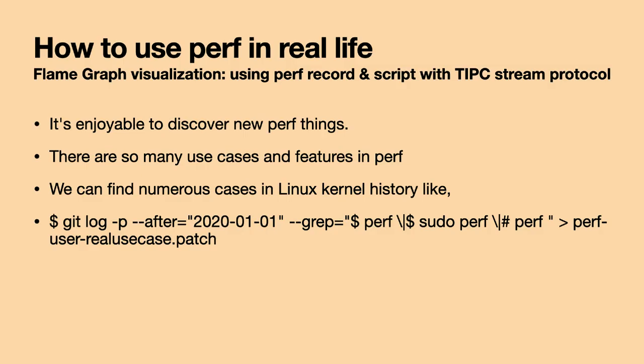Those who are very active in the Linux kernel mailing list might find this information obvious, but not everyone may be aware. That's why I'm sharing this, so you can easily find the keyword using git log with perf. There are so many benchmark examples.